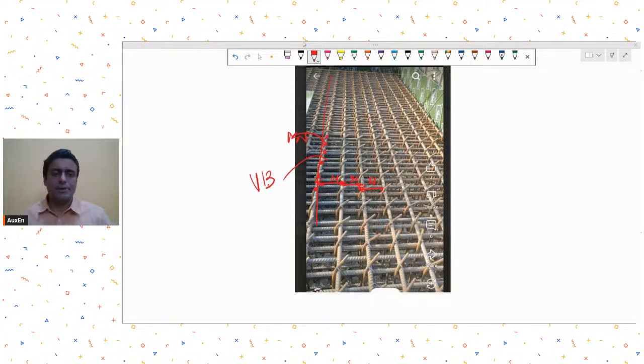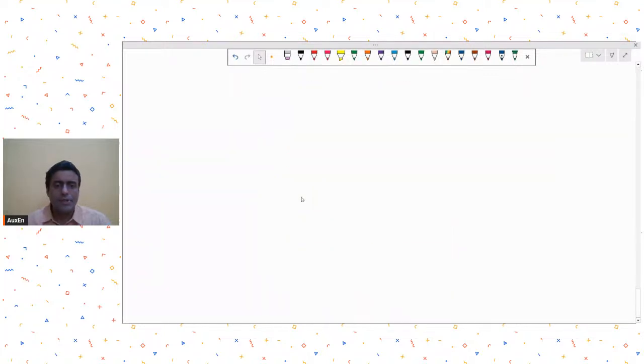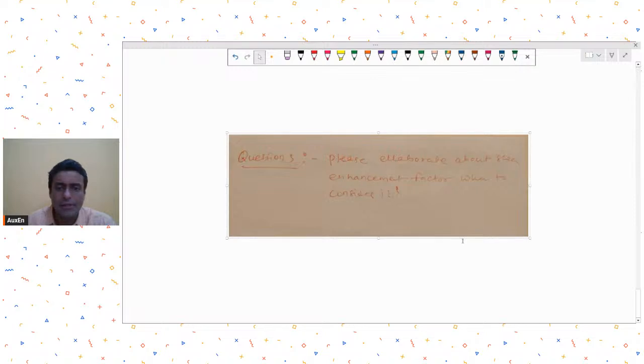Okay. So these were the questions related to punching shear reinforcement that were asked. So we clubbed two sets of questions. There is another question asked by Mr. Tosh Agrawal related to shear enhancement factor in beams. His question is, please elaborate about the shear enhancement factor, when to consider it. If you refer to the IS code, I have just kept it open over here. Let me just try to open it.